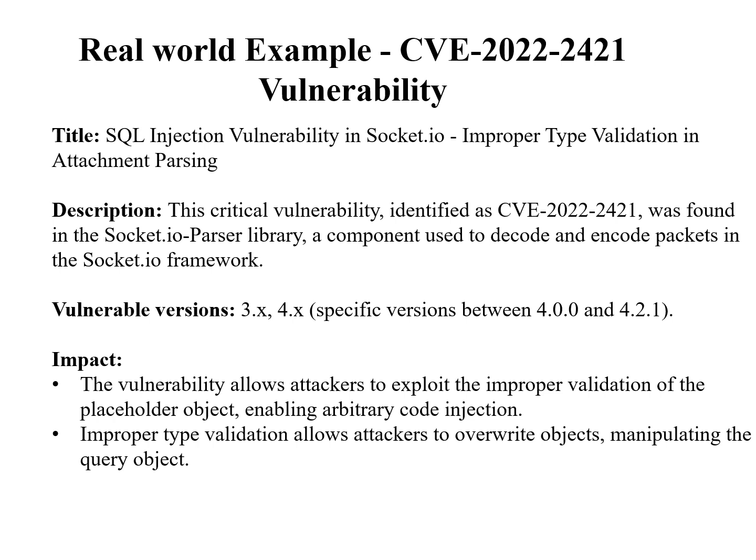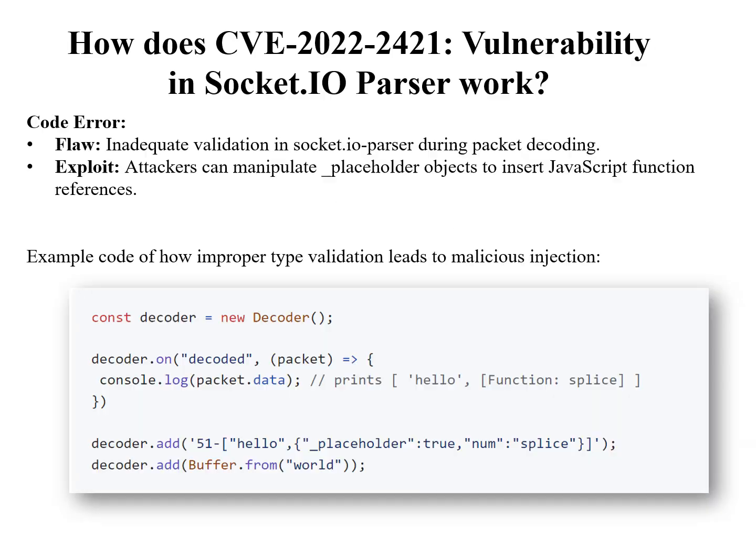By exploiting the improper validation of the placeholder object, the attacker can achieve arbitrary code injection. It may override objects and manipulate the query object, which may lead to security breaches, including unauthorized access of data. Here you can see the code of CVE-2022-2421 and how this vulnerability in the socket.io framework works.